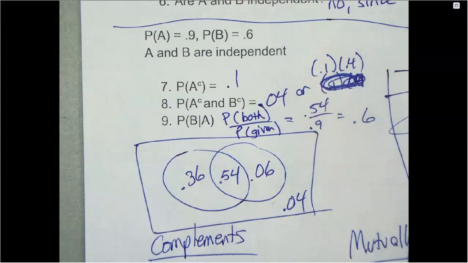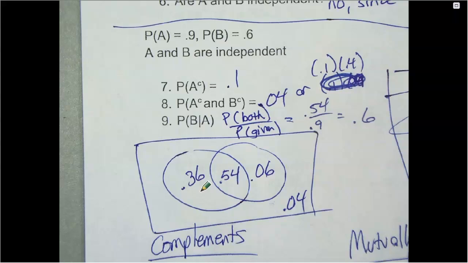So A complement, I think, is far easier to do without the Venn diagram. Just probability of A is 0.9, so what's the probability it doesn't happen? It's just 1 minus that, so 0.1. If you want to get really fancy and say, well, in this circle is 0.9, outside of the circle must be 0.1, that works, and I think it's fine.